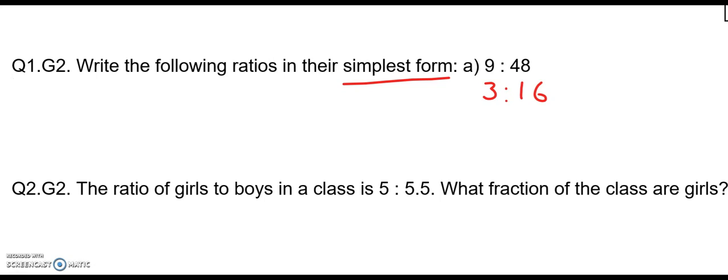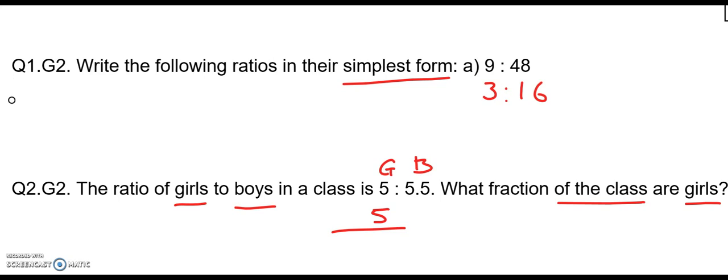Number 2, we've got the ratio of girls to boys in a class is 5 to 5.5. So girls first and then boys, so that suggests that 5 represents the girls and 5.5 the boys. So the question is, what fraction of the class are girls? Fraction of the whole class are girls. So the girls are 5 out of the whole class, which has 5 and 5.5.